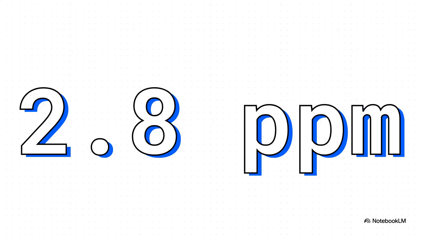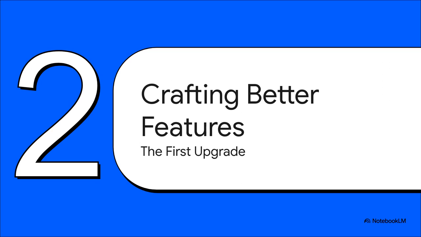Okay, so our first attempt gives us an average error of about 2.8 parts per million. Let's just call that our starting score, our baseline. It's not terrible, but you know the question's coming, right? Can we do better? Oh, you bet we can. And that brings us to our very first upgrade. Crafting better features.